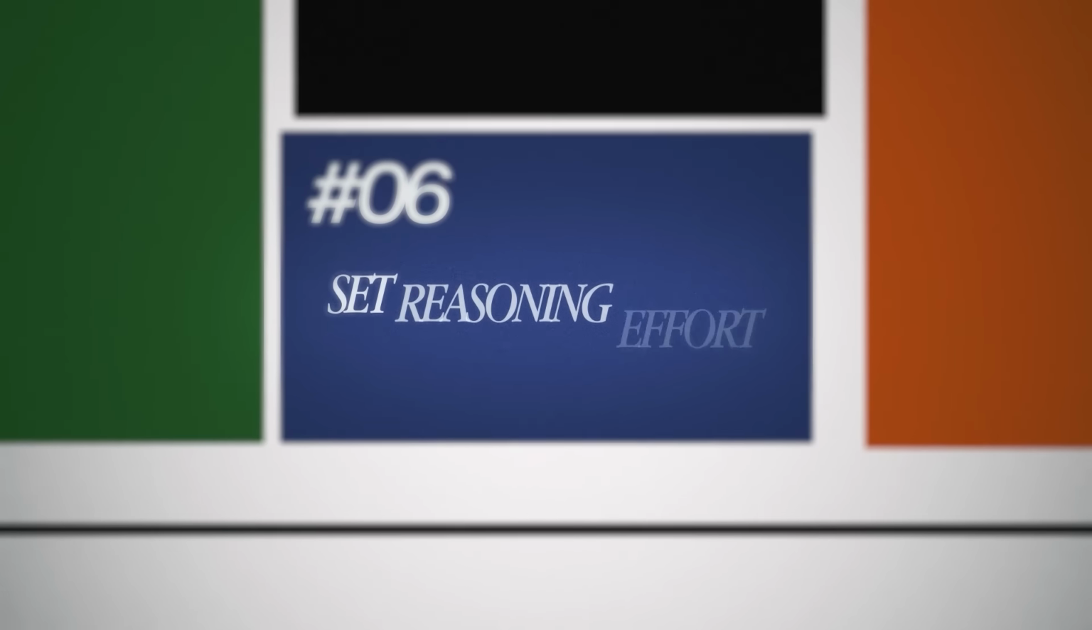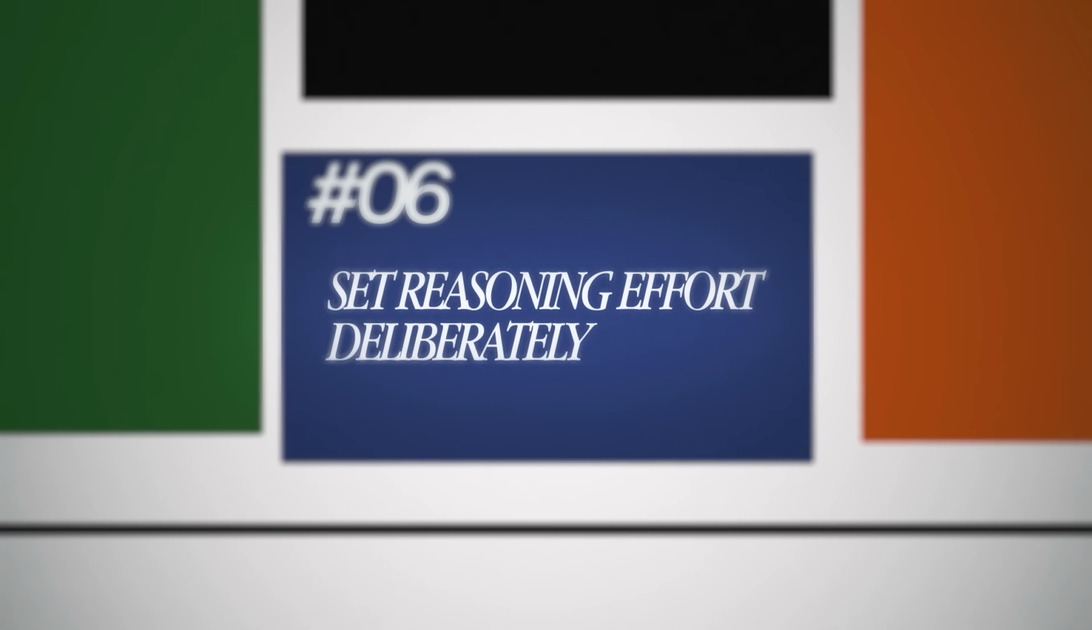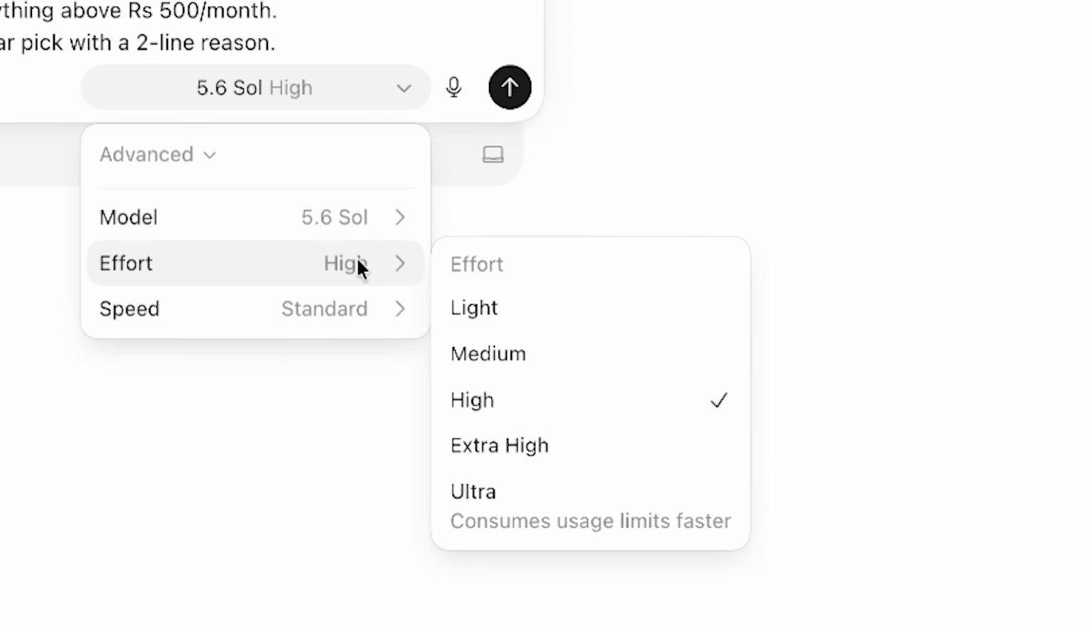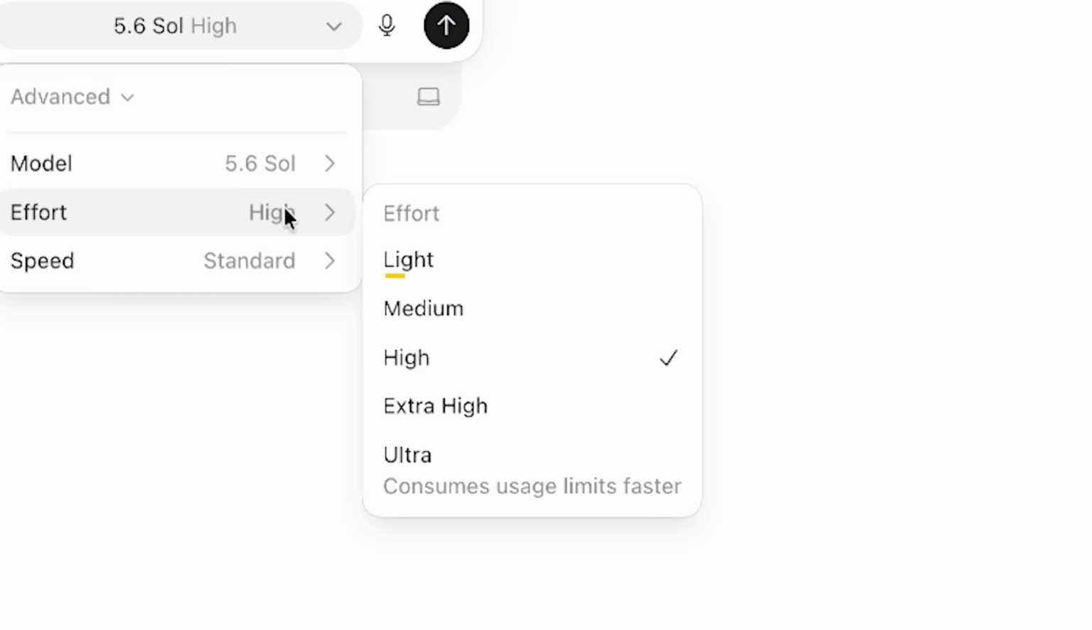The rule number 6 is to set reasoning effort deliberately. What I mean by that is GPT 5.6 comes with 6 effort levels. Everything from none to low, medium, high, X high, and the new max effort level. The playbook is low for fast and simple stuff, medium as your default that covers most other work.